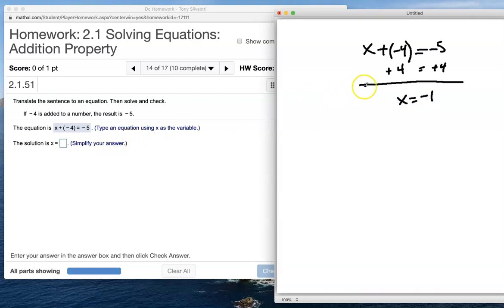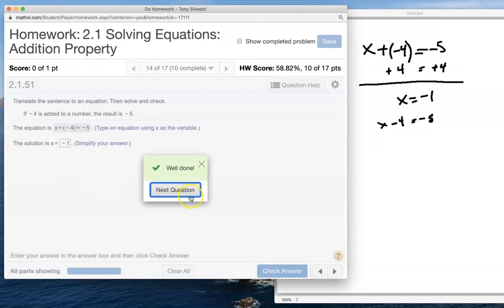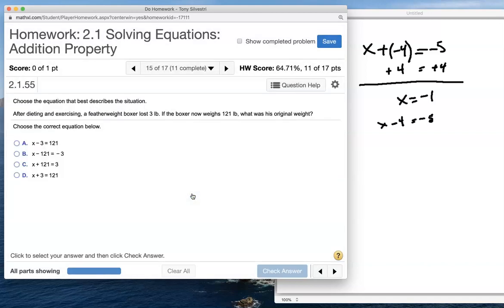So that's the answer. Another way is to remember from what we did in chapter 1. Adding a negative is the same thing as subtracting. X minus 4 equals -5, and the same process continues from there. Add 4 to both sides to get -1. So pick whatever you want, whatever's easiest for you to understand, and move on from there.